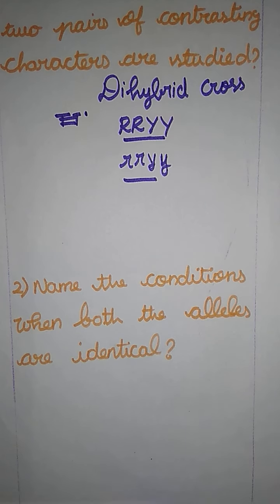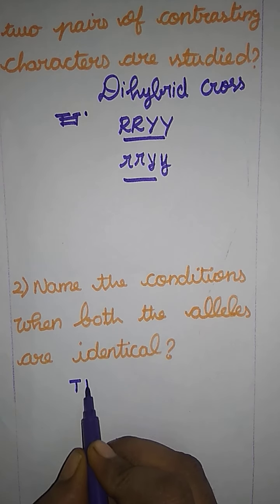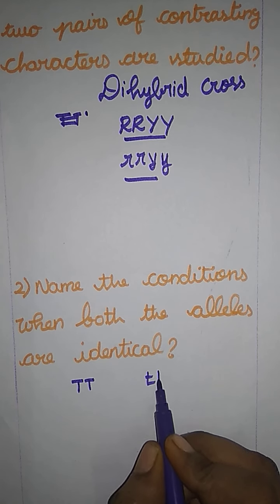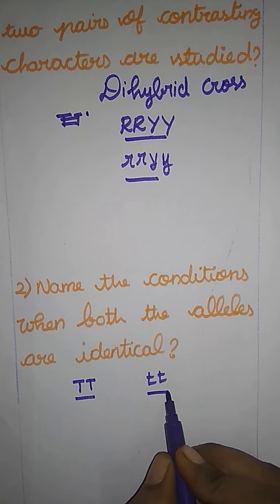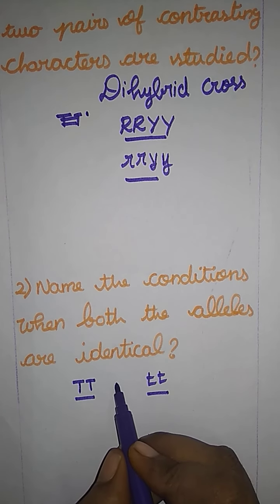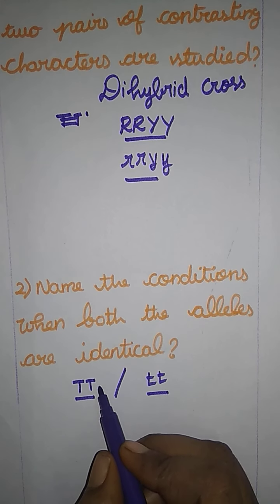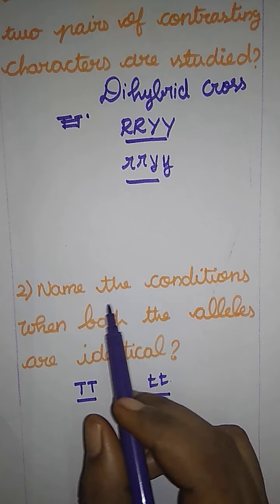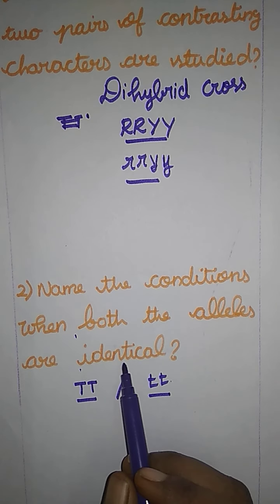Name the condition when both alleles are identical. Just see the monohybrid cross we have studied, the tall plant. If both of them are tall or both of them are short, both alleles are identical. Name the condition.